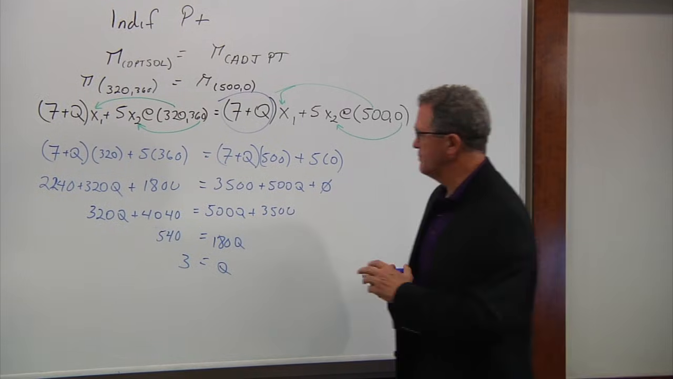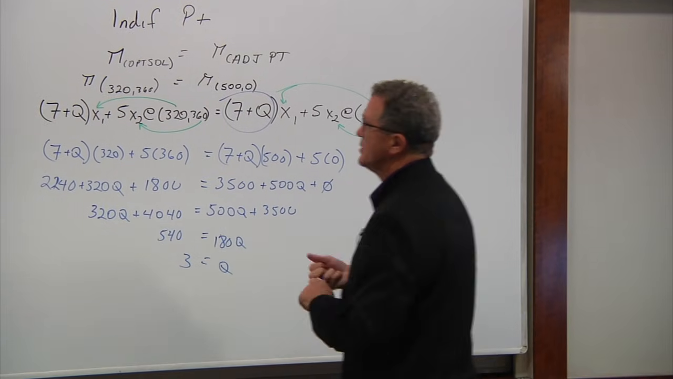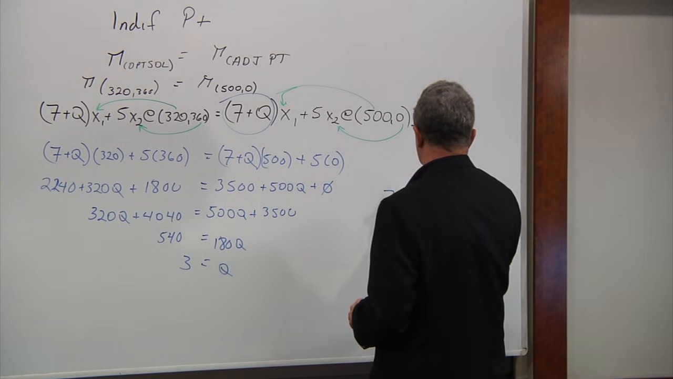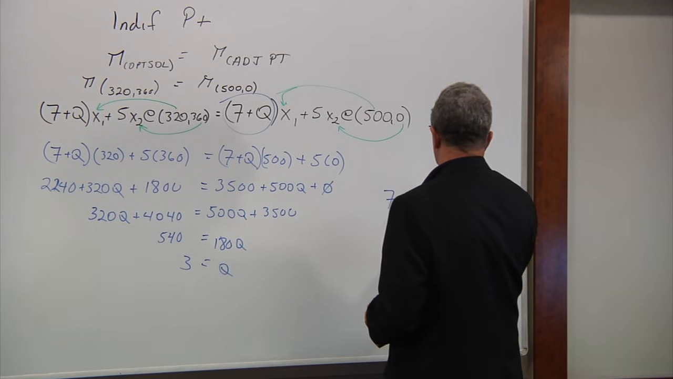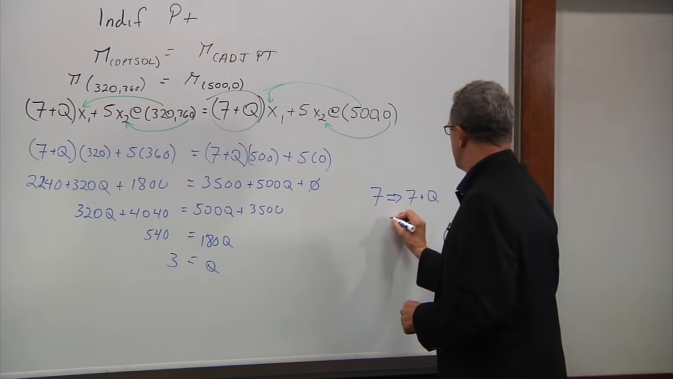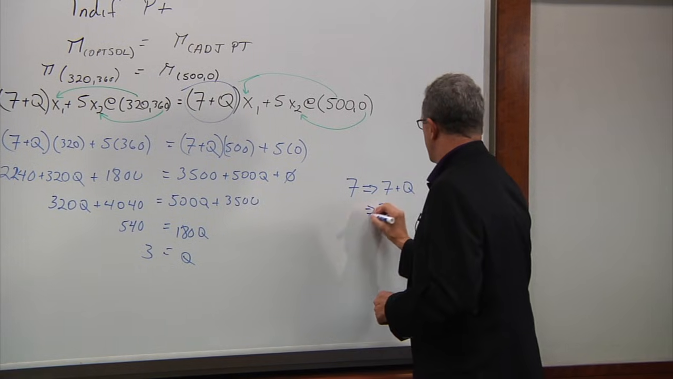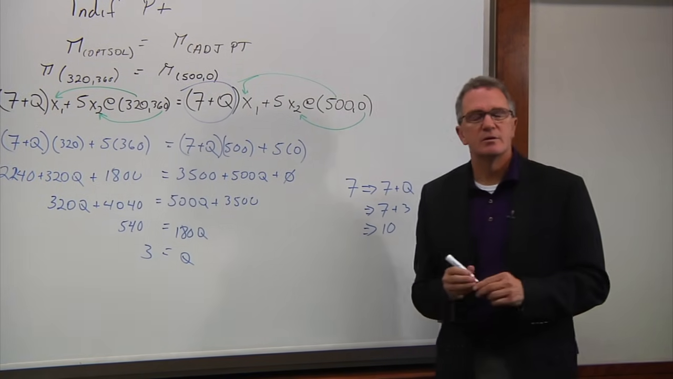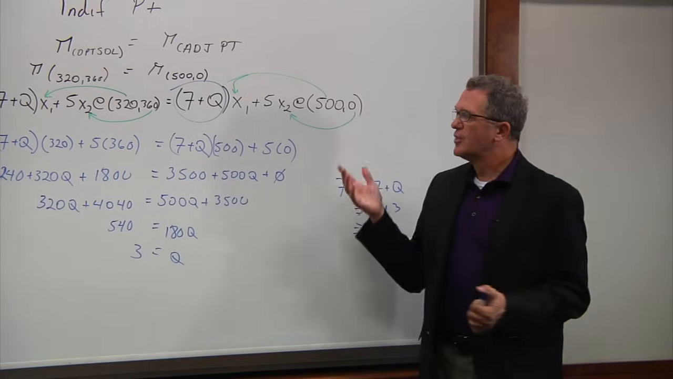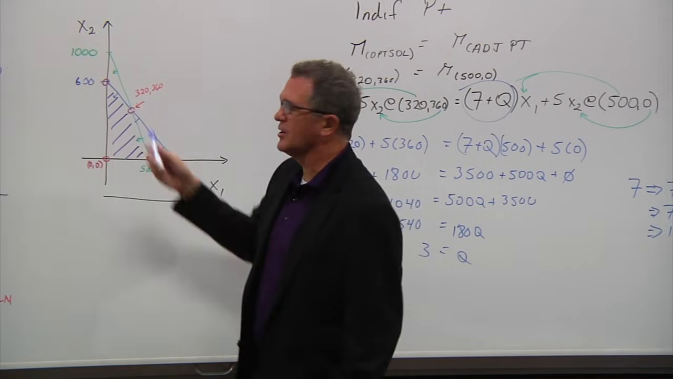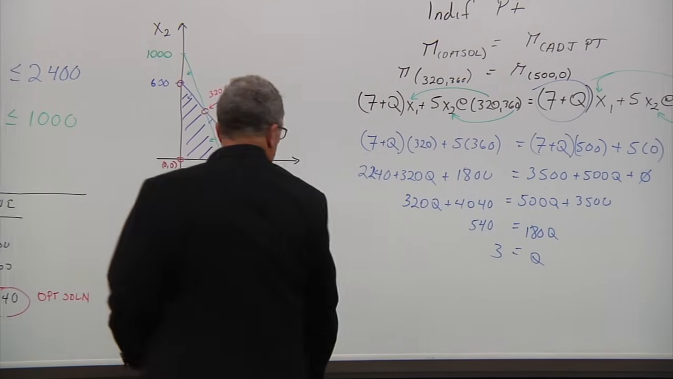What does this mean? Well, it means that if my profit margin for tables goes from 7 to 7 plus Q, 7 plus 3, so if it goes up to $10, I have an indifference point. The profit here equals the profit here. Let's stick it in there and find out.